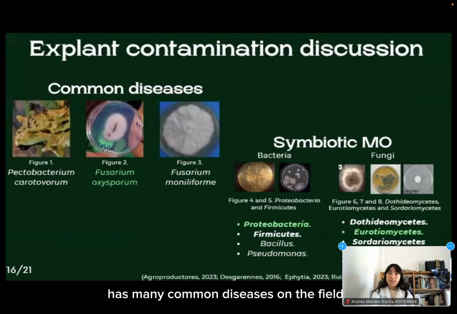Agave tequilana has many common diseases in the field, but one that we identified growing in tubes was a fungal infection caused by Fusarium oxysporum. Also, from the endogenous symbiotic bacteria, we could detect in the tubes proteobacteria and firmicutes. Meanwhile, urediniomycetes was the most prevalent fungi.